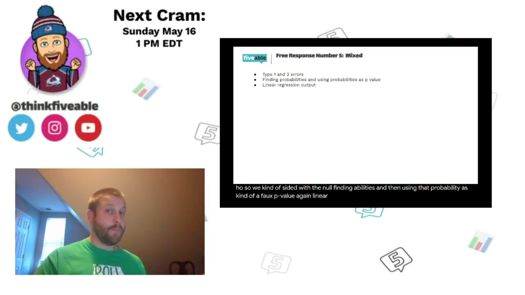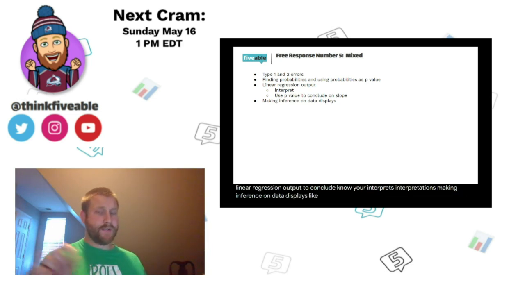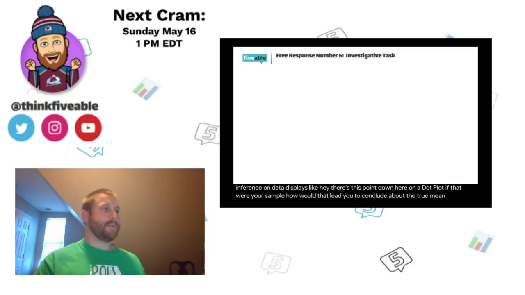Finding probabilities and then using that probability as kind of a faux p-value. Again, linear regression output, maybe using the p-value from a linear regression output to conclude. Know your interpretations. Making inference on data displays, like, hey, there's this point down here on a dot plot. If that were your sample, how would that lead you to conclude about the true mean? Okay, kind of again leading into that p-value, that faux p-value.